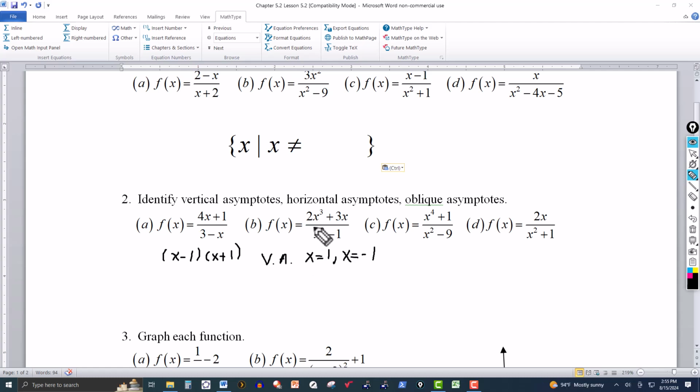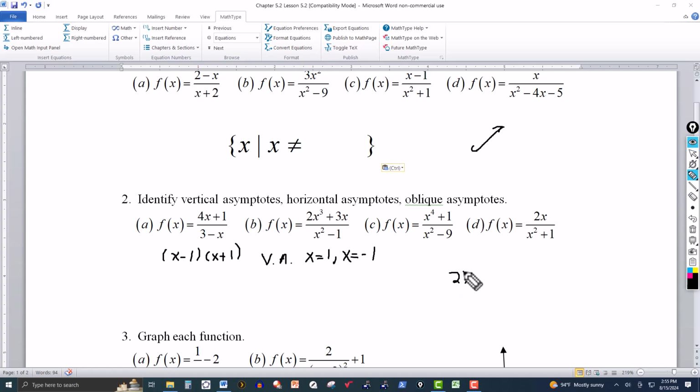Now if the degree of the numerator is 1 larger, and it is here, degree of the numerator is 3, degree of the denominator is 2, if it's that situation, then you don't have a horizontal, but you have an oblique. That would be a slanted line that the graph approaches and in general doesn't touch, even though it may in some cases. In that case, what you do is you use long division.